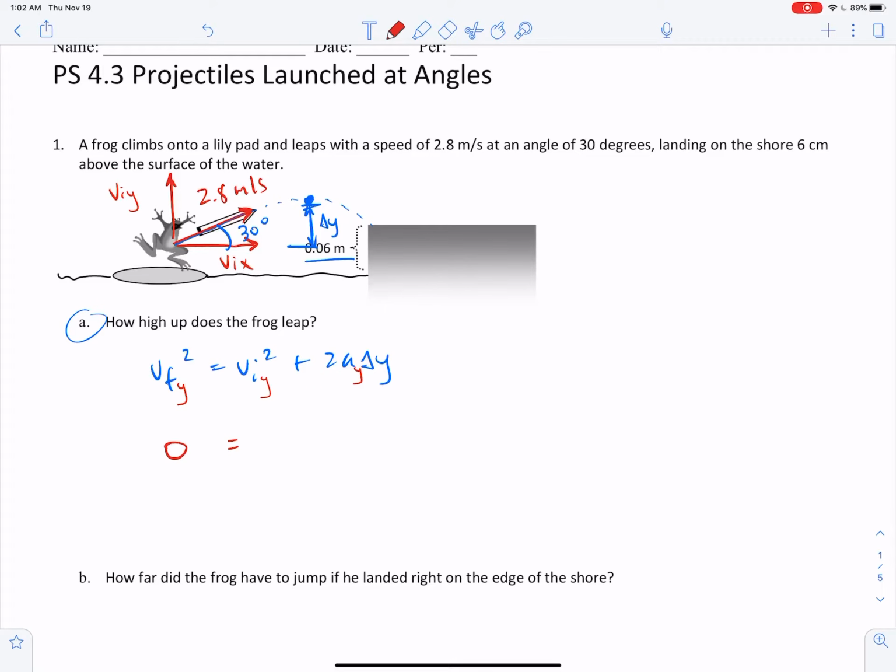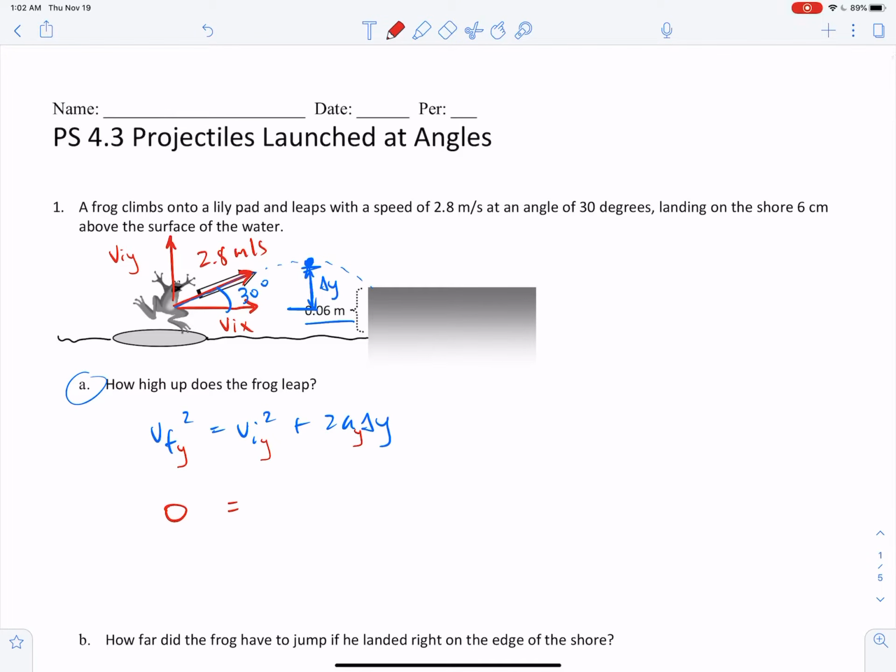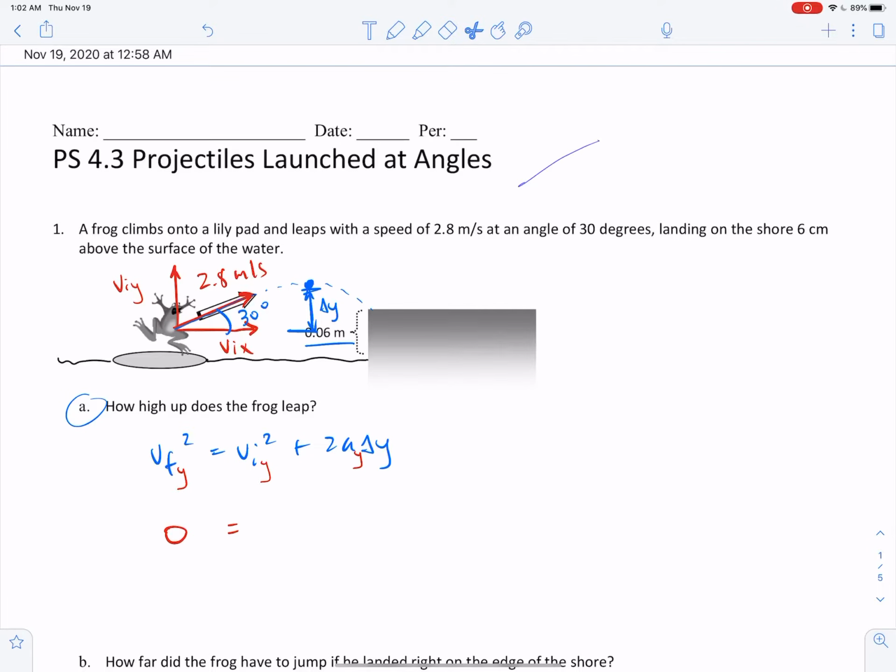So let's do some trigonometry. I'm going to draw a picture. I'm going to take this vector right here, and move it over to this side to make a triangle. So my triangle is going to look like this. I've got the 2.8 meters per second on the hypotenuse. I'm going to have V_ix at this leg, and then the 30 degrees here, and then the opposite to the 30 degrees is the V_iy.